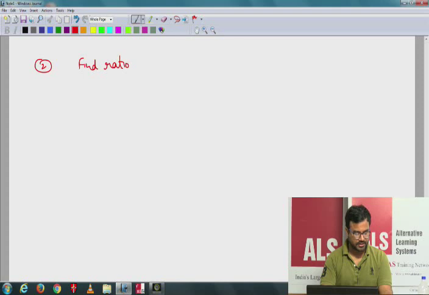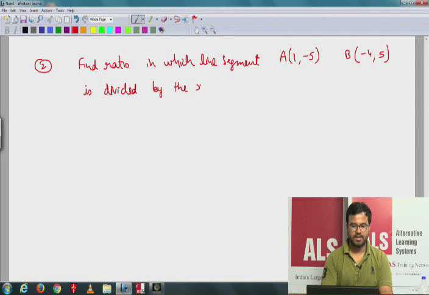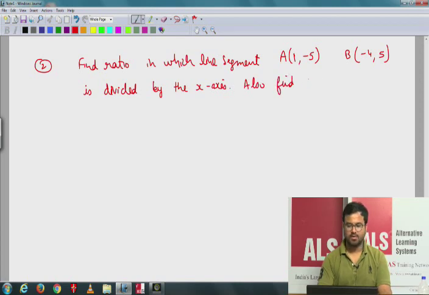Okay, so next question. Find the ratio in which the line segment joining the points A is 1 comma minus 5, B is minus 4 comma 5, is divided by the x-axis. Also find the coordinate of the point of division.